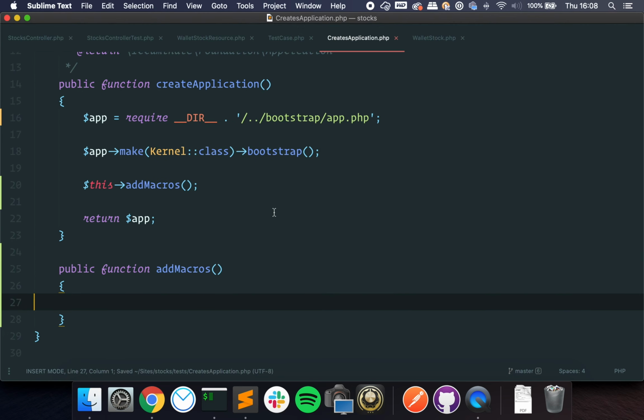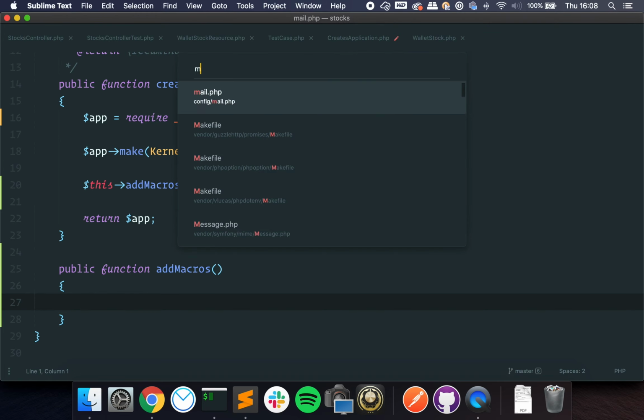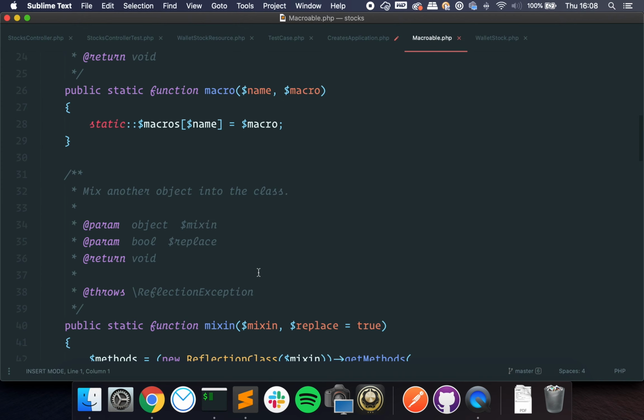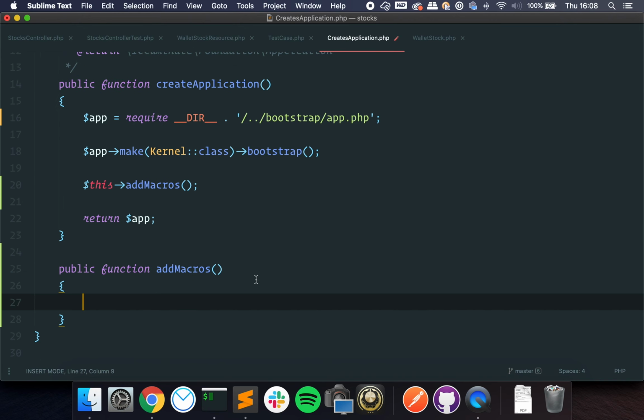So guys, we can add a macro here. I had to leave for a bit. If you do not know what macros are, they are ways that you can add methods to classes, to objects. Not all classes are macroable. You can use this trait from Laravel, which allows you to add macros.